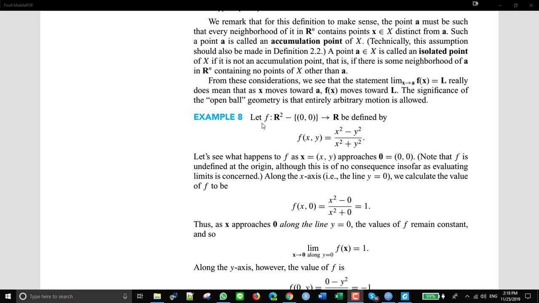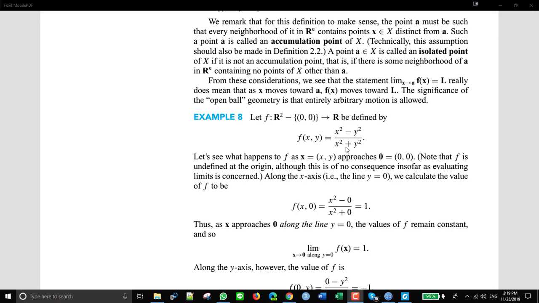Okay, let's take a look at example 8. So suppose we have a function from R2 minus the origin. So it's all of R2 is the domain, except the origin is not included in the domain, to R. So basically we have a function from the plane to R, but we're not considering the origin as part of the domain of the function. So suppose the function is this function here. So since it's from R2, it should have two arguments. So we have the two arguments, and this is the function.